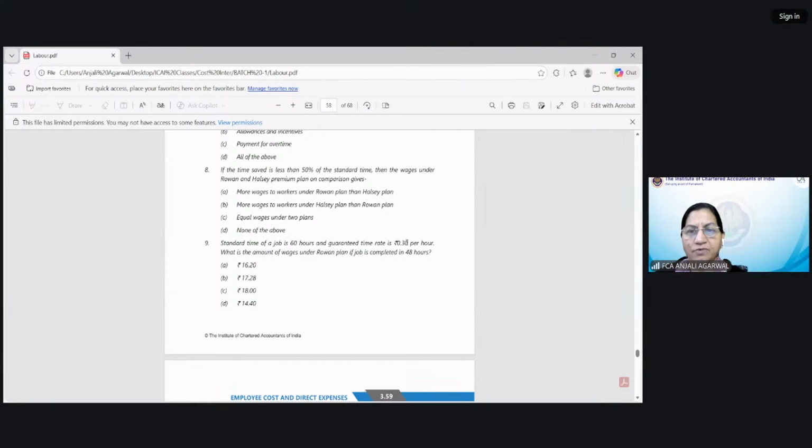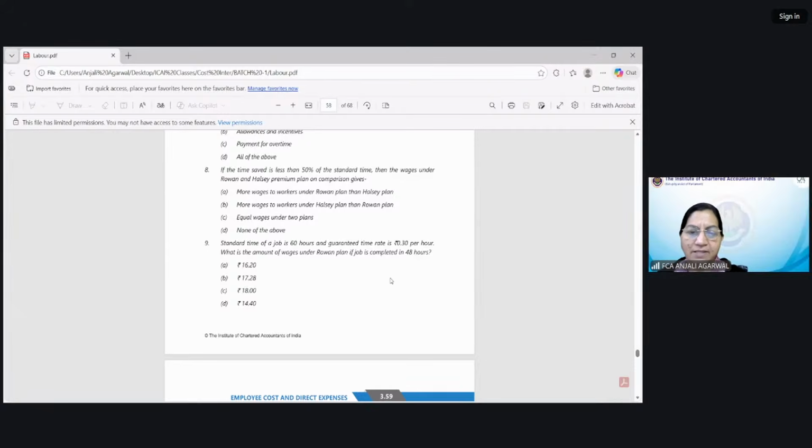How many hours saved? 12. 12 into 0.3 is 3.6. Half of it, 1.8. So here also you can see the plan bonus under Halsey plan is 1.8, whereas under Rowan it was 2.88. So Rowan gives more bonus till the actual time is exactly 50% of the standard. Had this been 30 hours, they would have got the same bonus. And beyond 30, Halsey will give more, Rowan will give less.